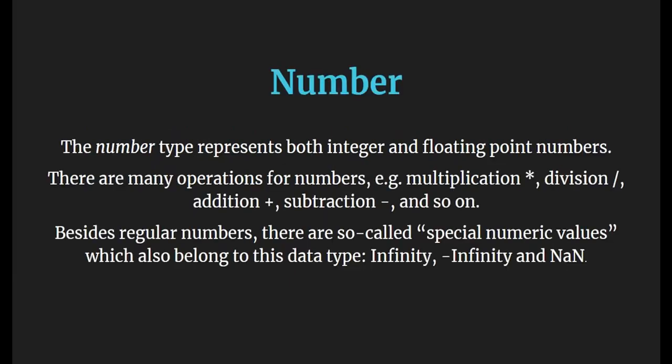So number. Now the number type represents both integer and floating point numbers. There are many operations for numbers, for example multiplication, division, addition, subtraction, and so on. I just showed you the output of all those things before, right? Besides regular numbers, there are also special numeric values which belong to this data type, called infinity, minus infinity, NaN, right? There are so many number systems available, you can use all those things.